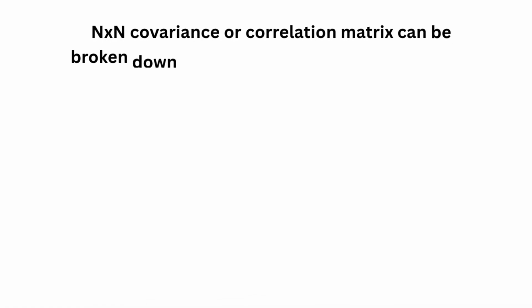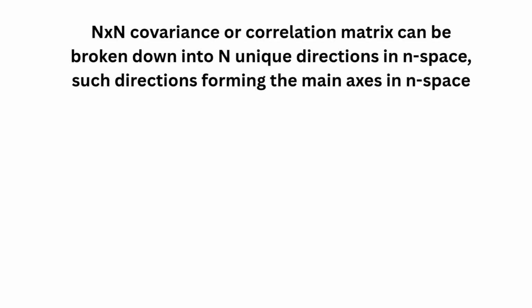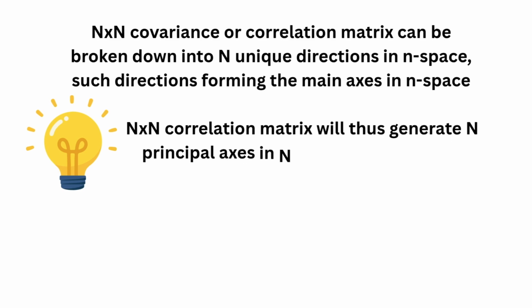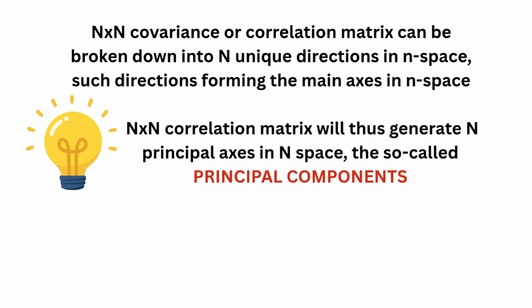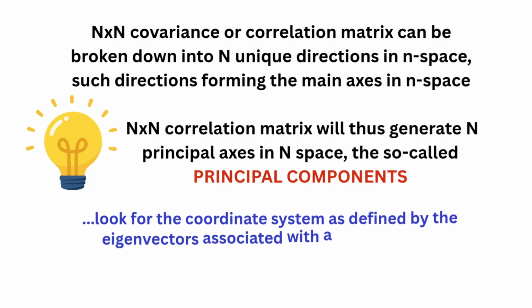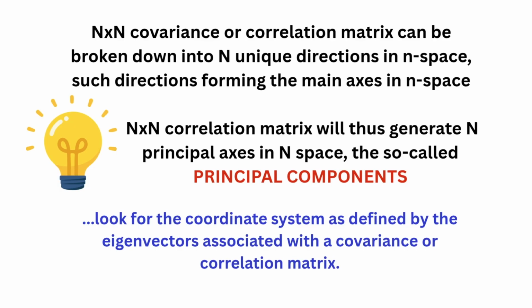We are now ready for the big reveal. Knowing all the foregoing, we now state plainly that any given n by n covariance or correlation matrix can be broken down into n unique directions in n-space, such directions forming the main axes in n-space. In other words, an n by n correlation matrix will generate n principal axes in n-space, the so-called principal components in principal component analysis. And that's it. That's what PCA attempts to do: to look for the coordinate system defined by the eigenvectors associated with either a covariance or a correlation matrix.